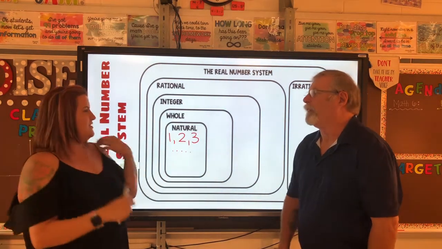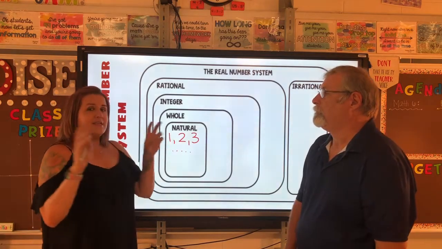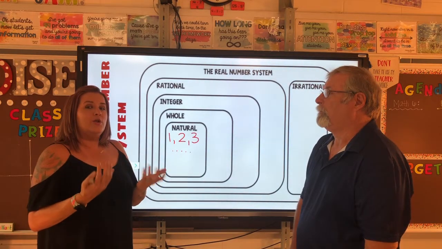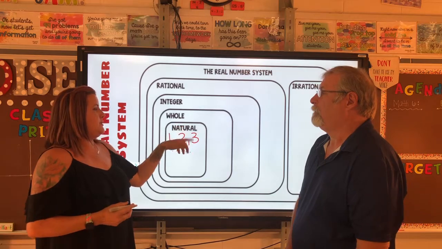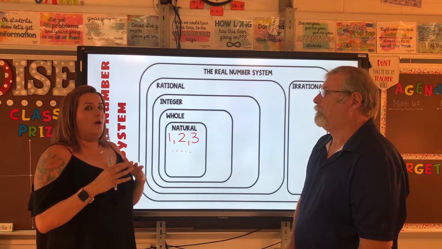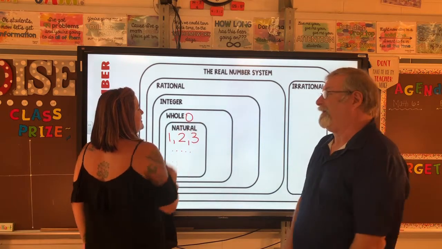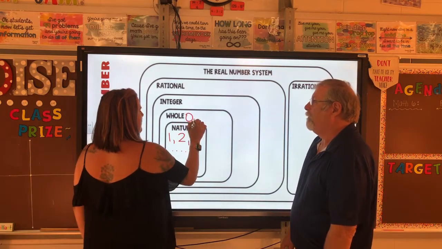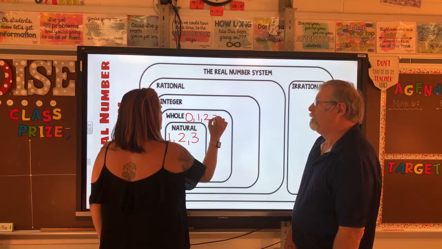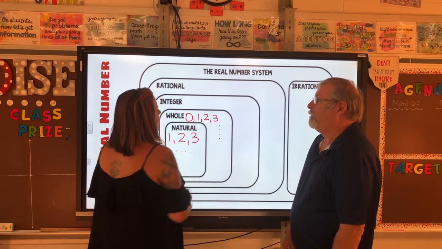Those are positive numbers. When we talk about the next subset, now we're looking at whole numbers. Whole numbers are all the natural numbers, and we have now one more thing: 0. So 0 is a whole number, and then 1, 2, 3, on and on and on infinitely.